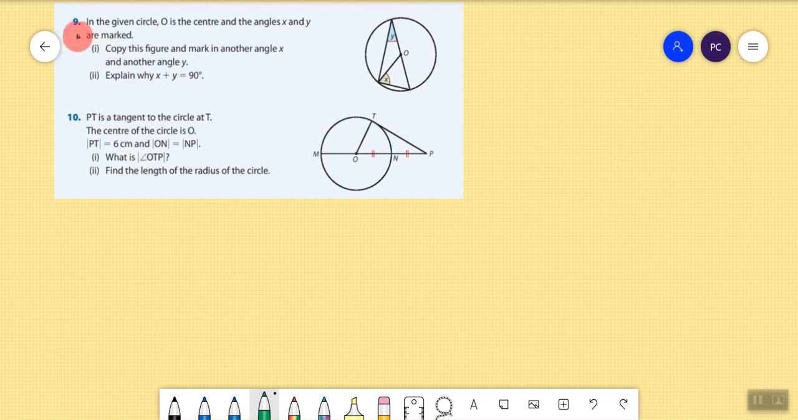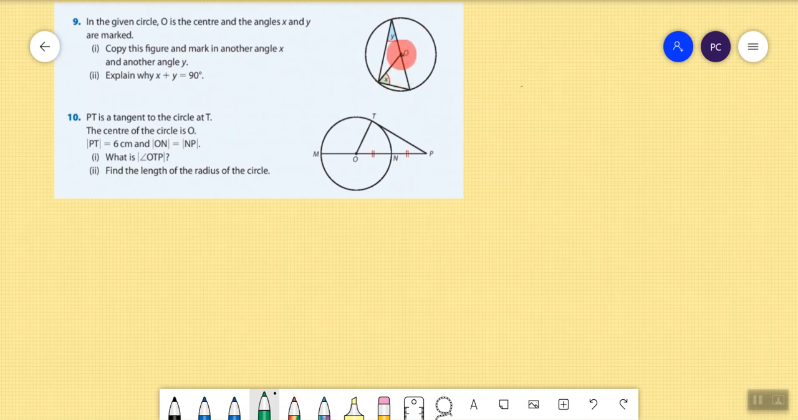Okay, so let's have a look at this question. Question 9. In the given circle, O is the center and the angles X and Y are marked. So this is the center, this is Y, and this is X. Copy this figure and mark in another angle X and another angle Y, so other angles that are equal to X and Y.